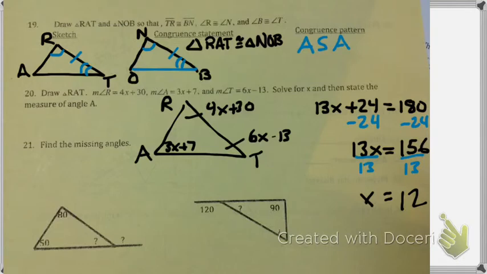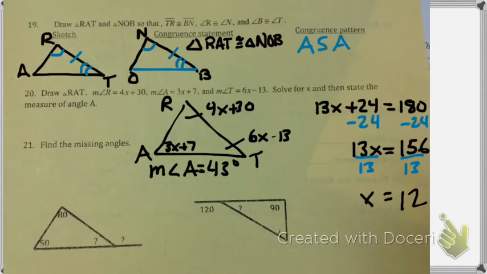And so then the measurement of angle A would be 3 times 12, which would be 36. 36 plus 7 would be 43. So the measurement of angle A would be 43 degrees. And if I really wanted to, I'd plug in the 12 for this x and the 12 for that x to make sure that all three angles did add up to 180 degrees.